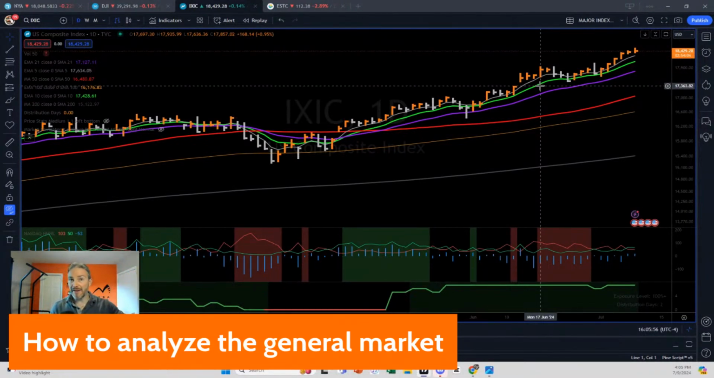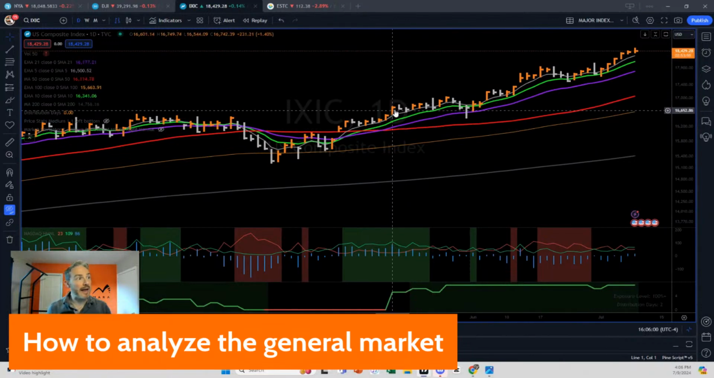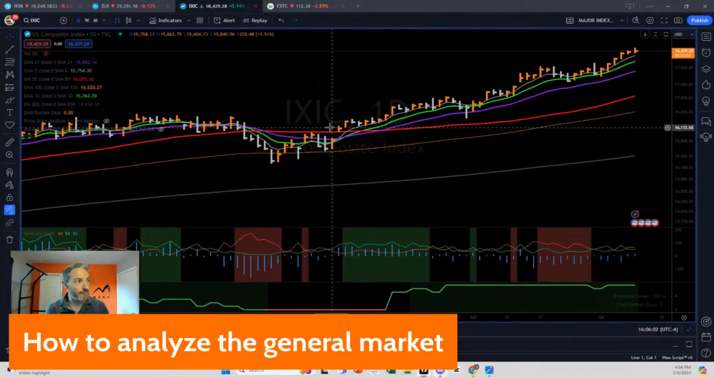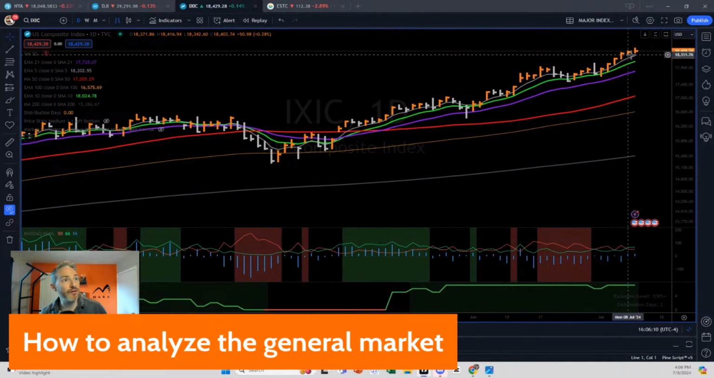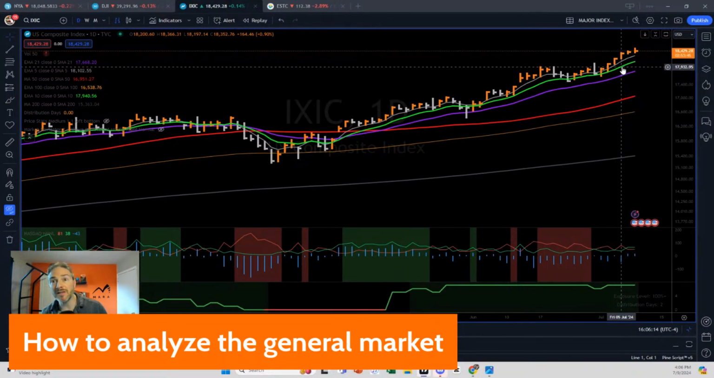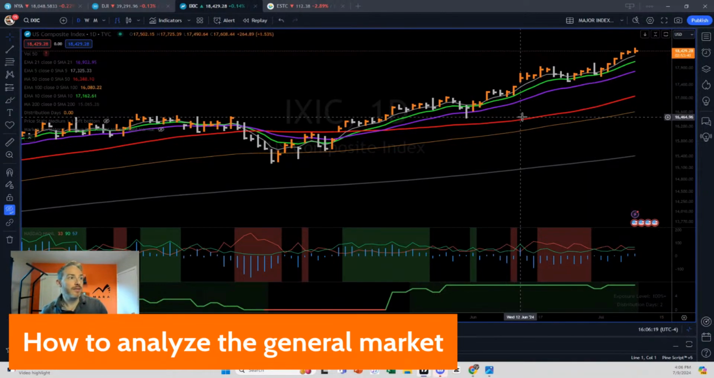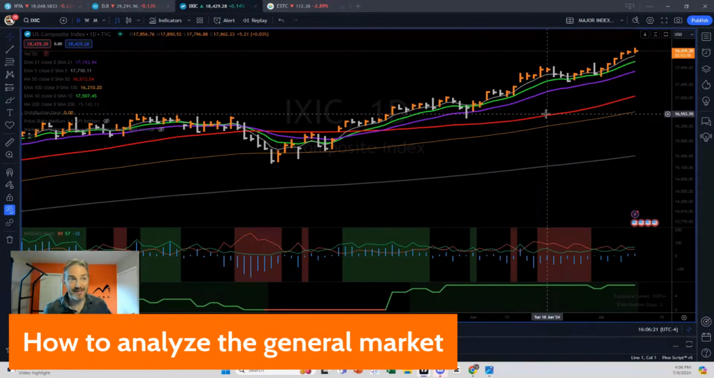How is price behaving from a longer term basis? If you're looking from the left of the chart to the right of the chart, is price trending up? Which way are the moving averages moving? Each one of these are moving averages. So this is a 5 EMA, that thin gray line. The green one is a 10 EMA. The purple is a 21 EMA. The red is a 50 SMA.